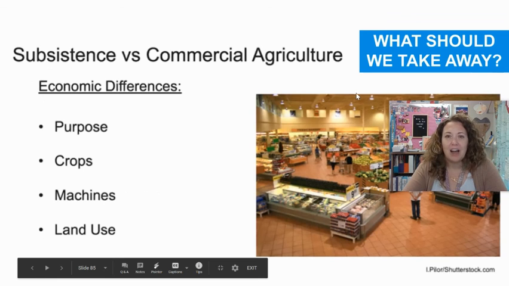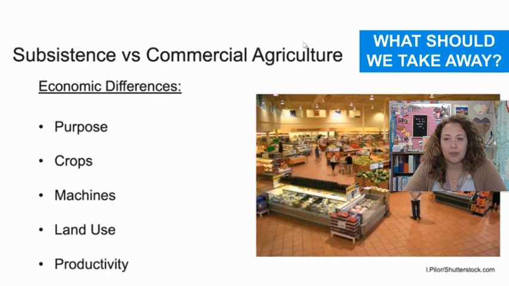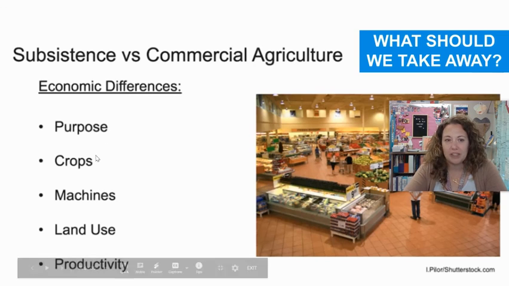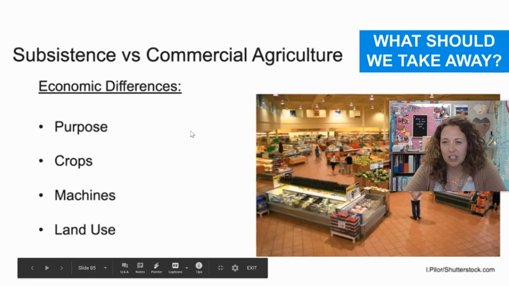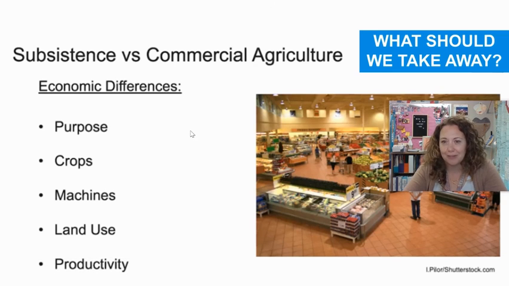All right. Okay. Takeaways: subsistence versus commercial agriculture. Again, what is the difference here? How are they different? Purpose, crops, machines, land use, and productivity. You guys need to know that. So if you need to take a minute and get more of that written down, do that now.